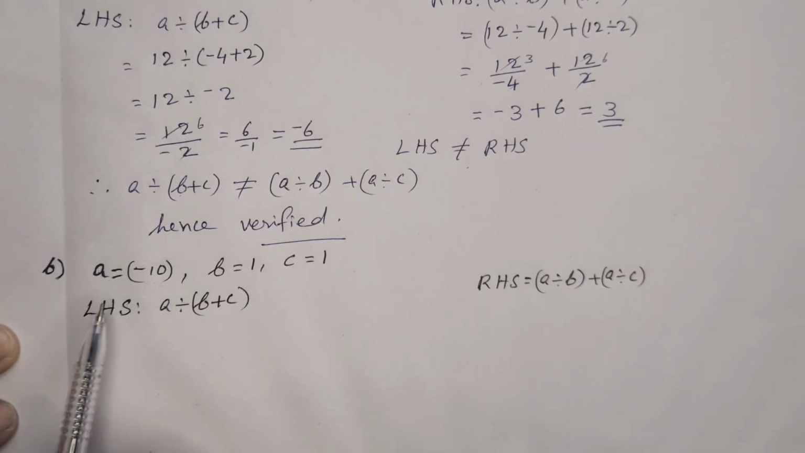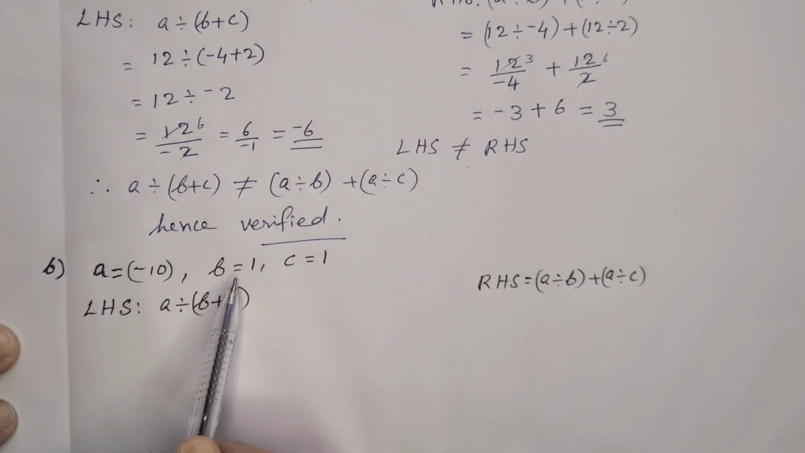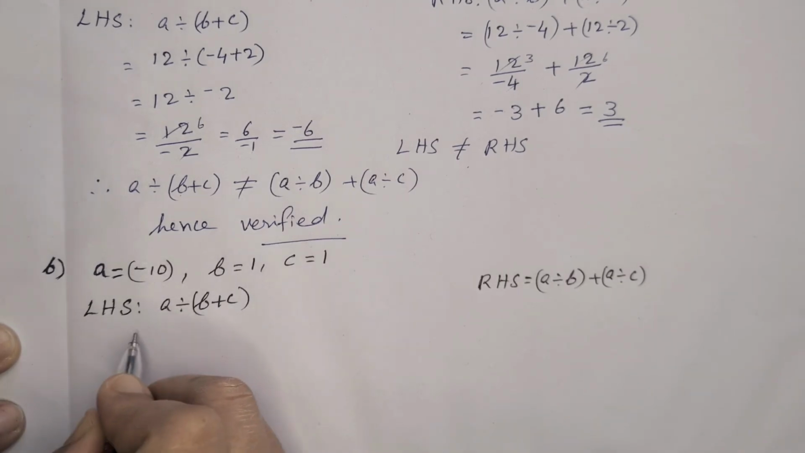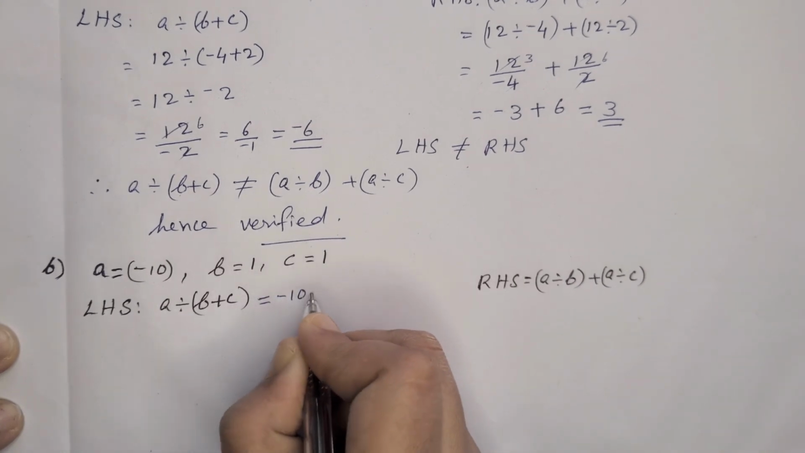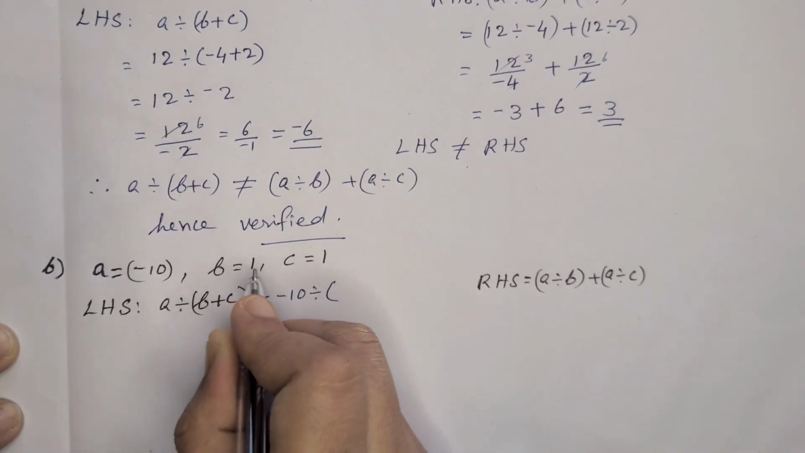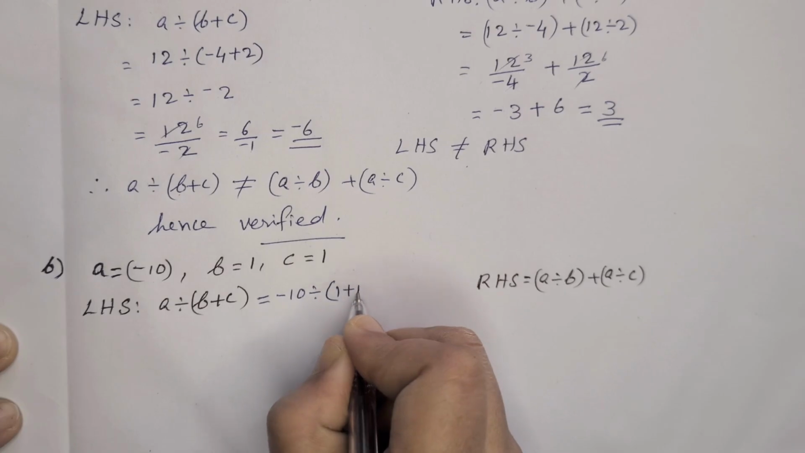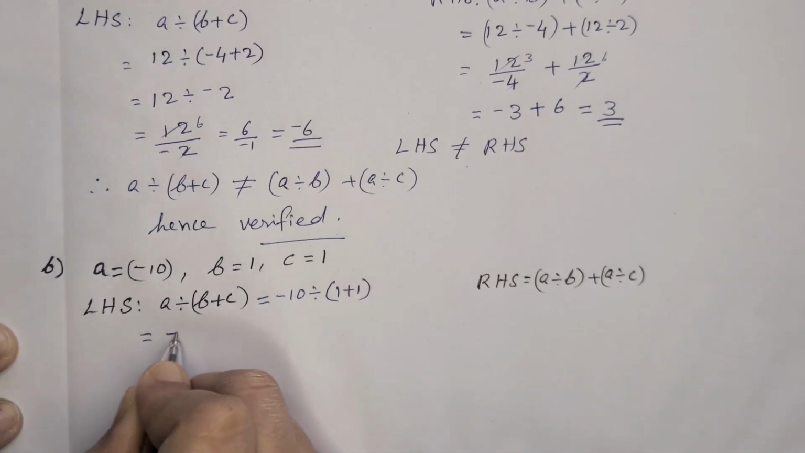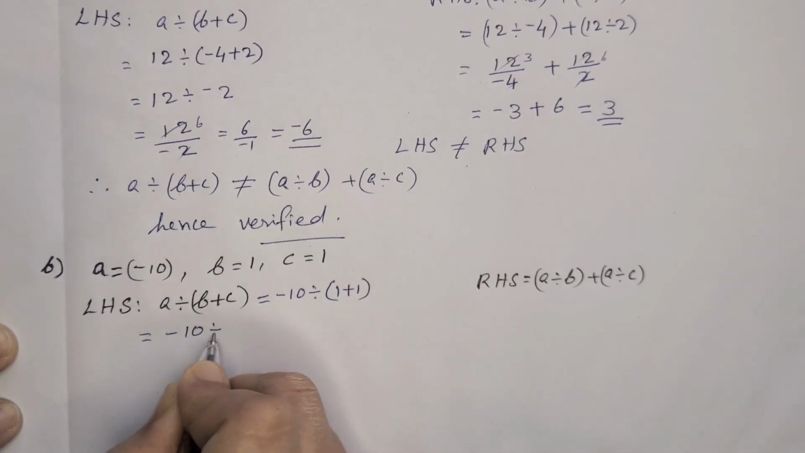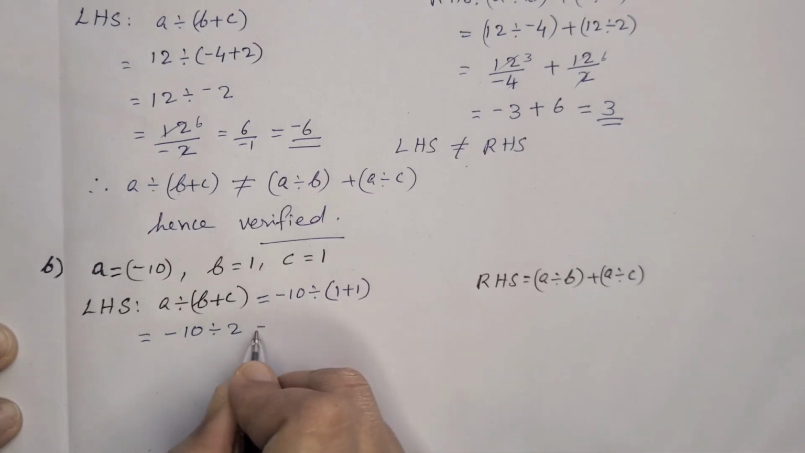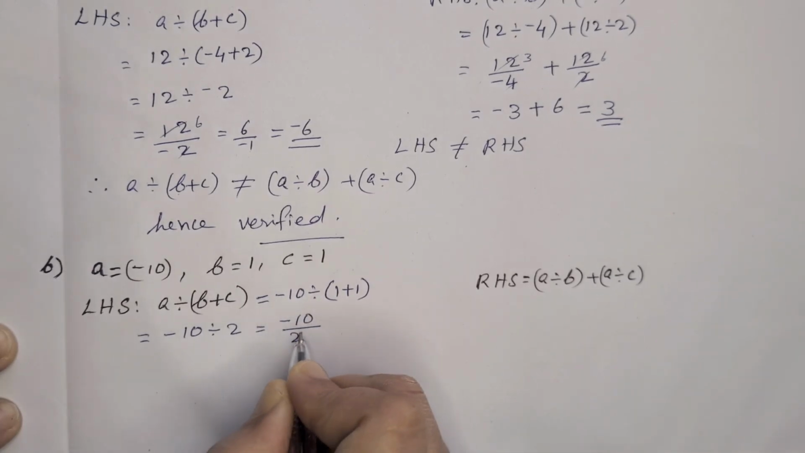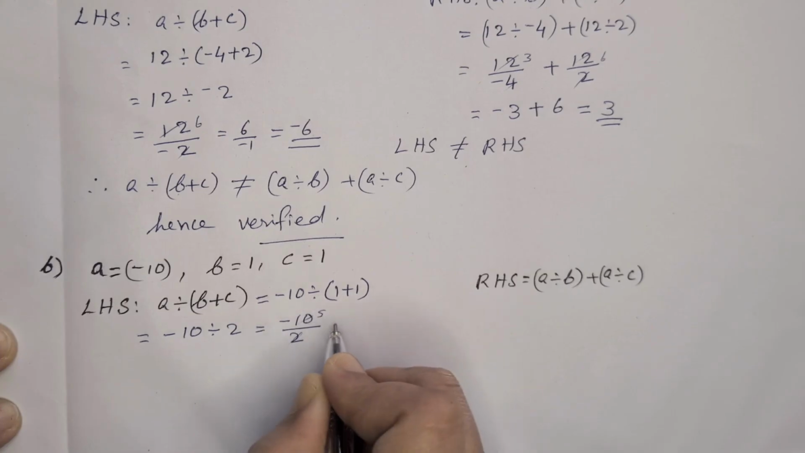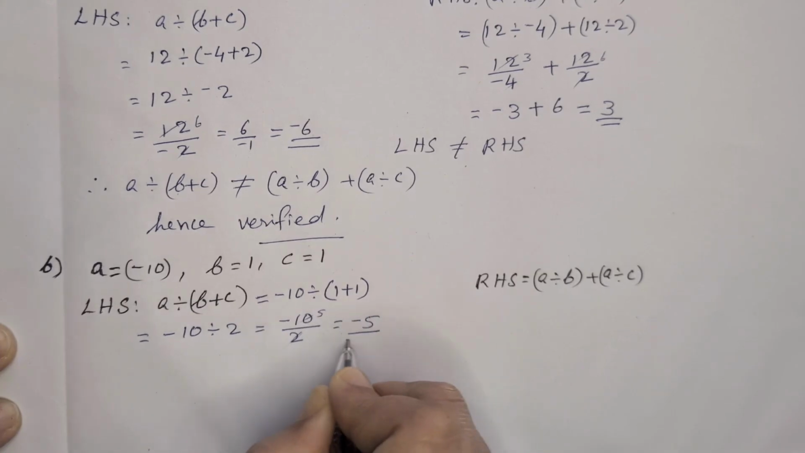Now B part of that. A is equal to minus 10. B is equal to 1, C is equal to 1. First we are starting with LHS. LHS means A divided by B plus C. In place of A, minus 10 divided by B and C both 1. So 1 plus 1 is equal to minus 10 divided by 2. Is equal to minus 10 by 2. We can divide by 2. 5 will come, so minus 5 is the answer.